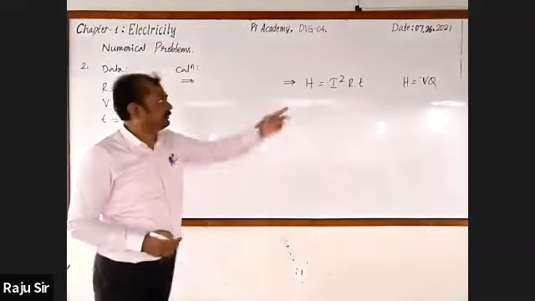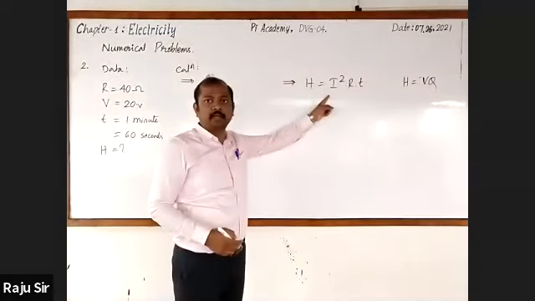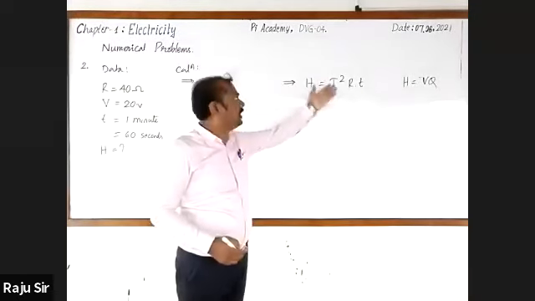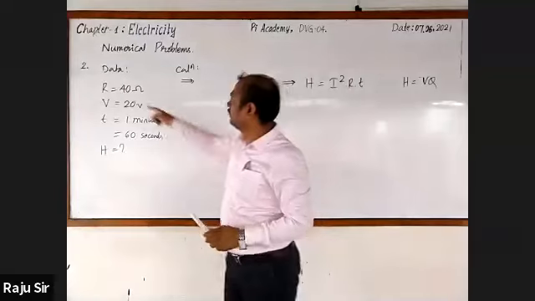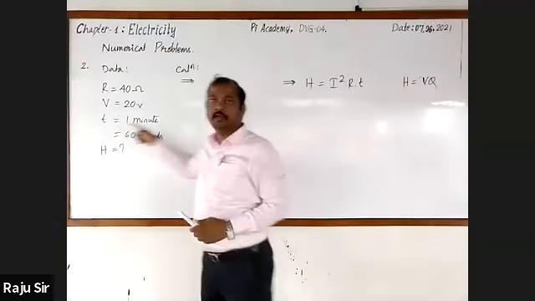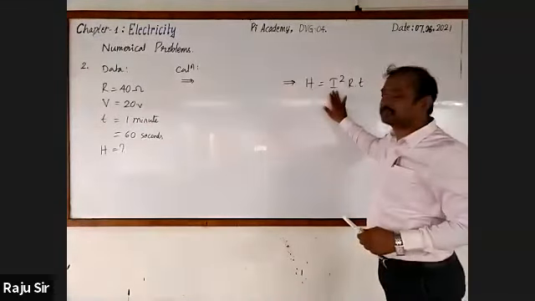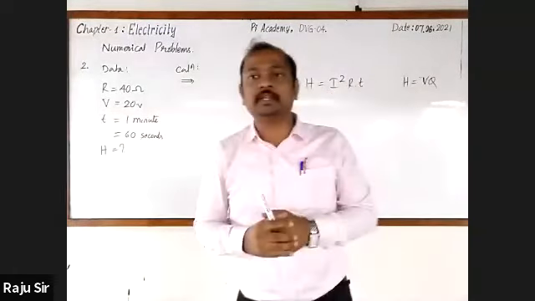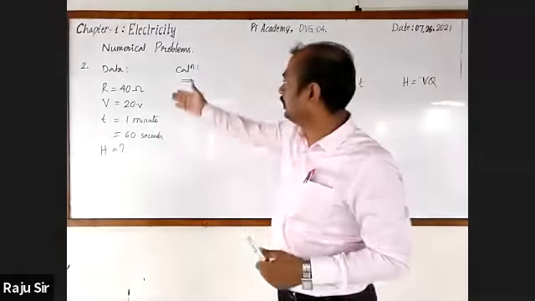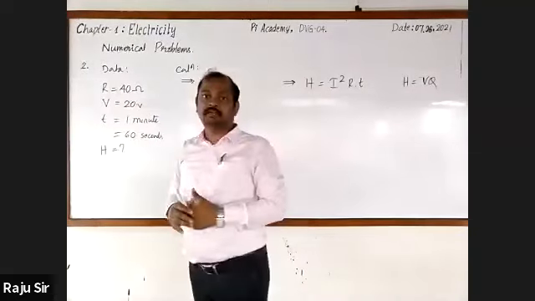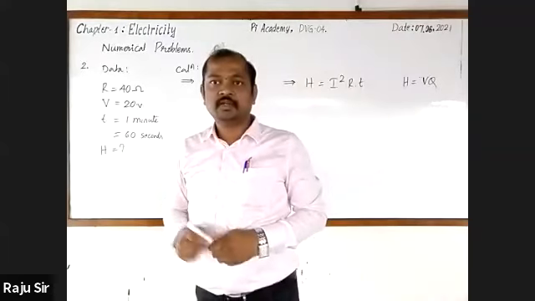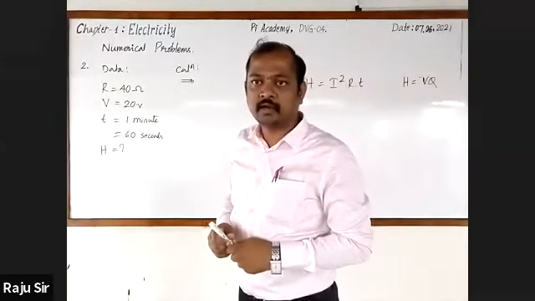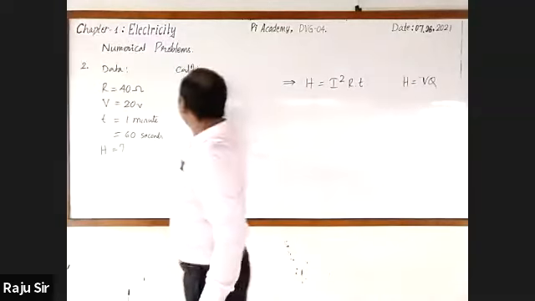Observe both. In the first one, we have I, R and T, but here we have only R and T. To use this, you must know the current. Then how do you go about finding the electric current when you know the electric resistance and voltage? By using Ohm's law, right? So let's use Ohm's law.